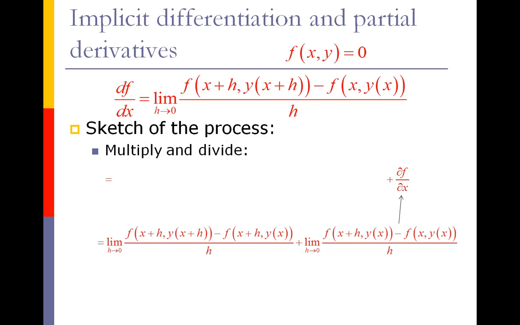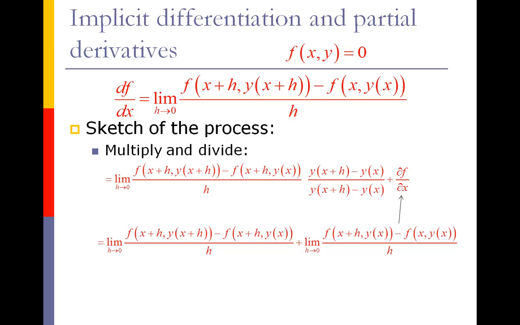Now we're going to use another technique that we've used before, multiply and divide, sort of rationalizing. So what I'm going to do is multiply and divide this fraction on the left hand side, not by the conjugate of the numerator, that wouldn't work, but by this expression, y of x plus h minus y of x, divided by the same thing.